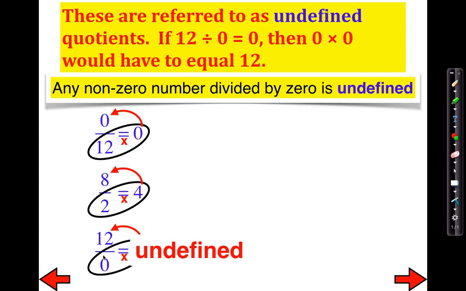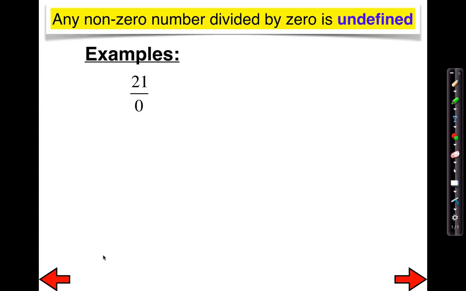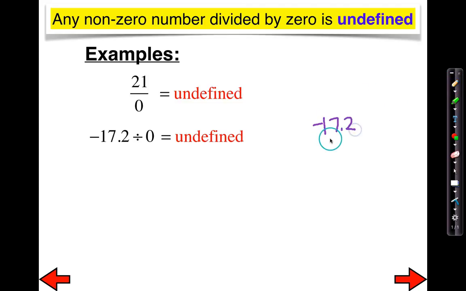So it is called undefined. So 21 over 0 is undefined because, again, you can't divide by 0 because anything times 0 is 0. It's not going to give you your 21 or your 12 that you would want from the other example. Negative 17.2 divided by 0 is undefined for the same idea. So notice it could be expressed in two different ways. It could be expressed as a denominator, or it could be expressed as your divisor.